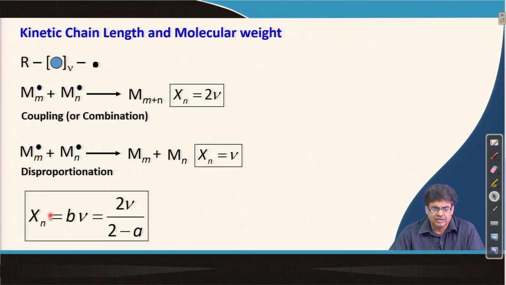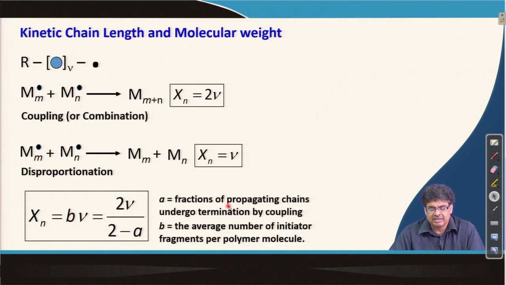So, in general, we can write the degree of polymerization in terms of B. B is the average number of initiator fragments or initiator residues per polymer chain, and we can rearrange this to get this expression, where A is the fraction of propagating chains undergoing termination by coupling reaction.